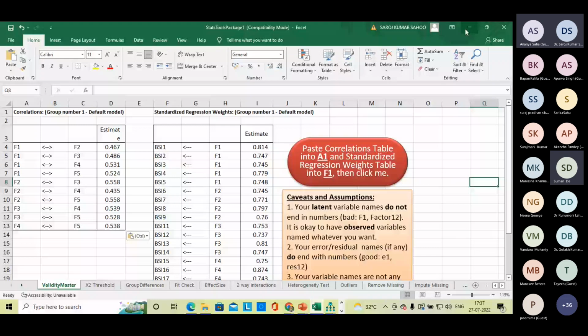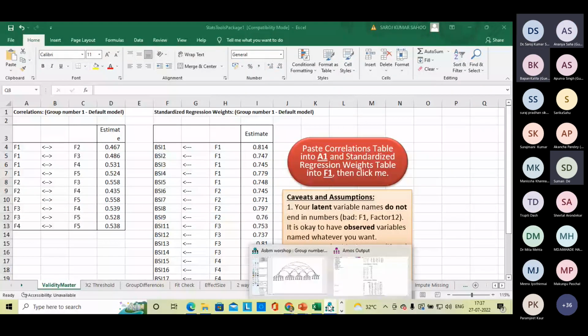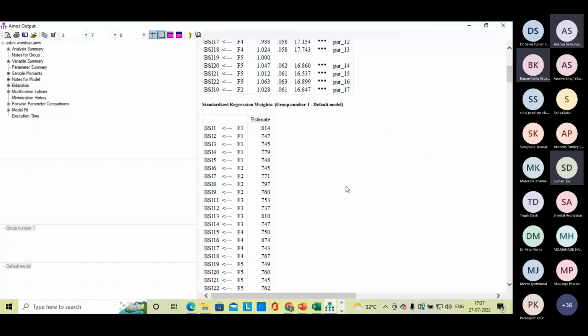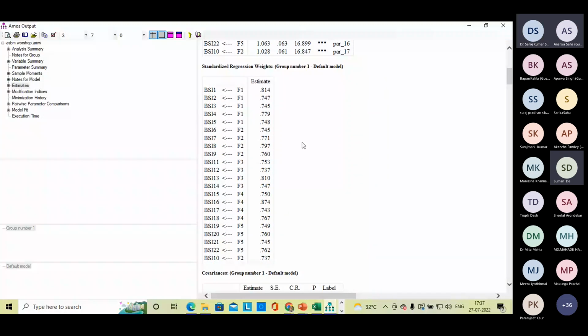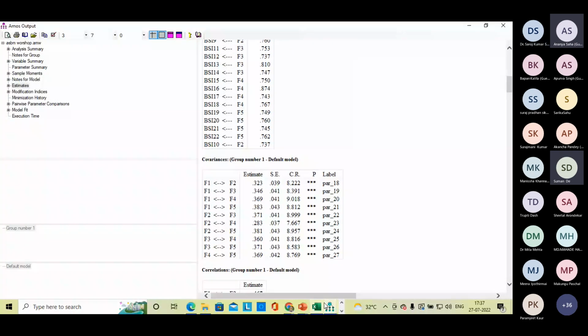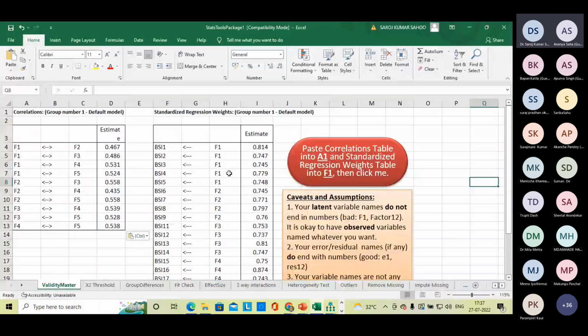Standardized regression weight. Sir, look at my screen. I have copied. Sir, please look at my screen. Amos output. Yes, look. Copy it here. That is done, sir. Then paste it on the Excel sheet, validity master F1, like I have pasted here.